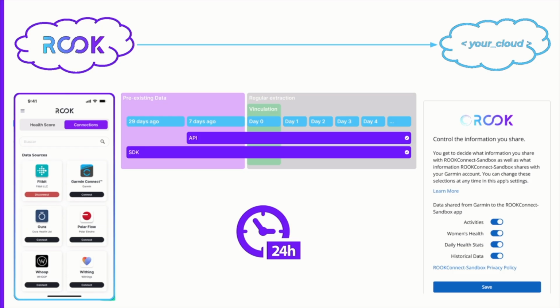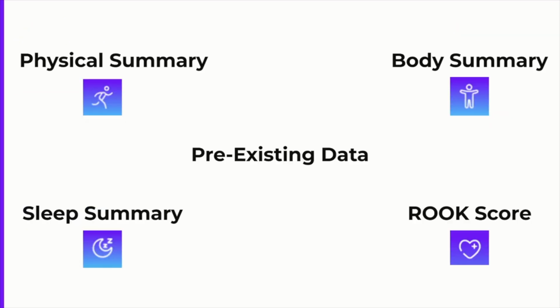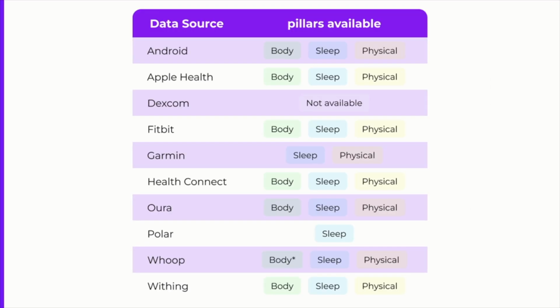Additionally, this feature enables the calculation of an initial ROOKScore, allowing clients to obtain meaningful wellness insights immediately after user connection. For more details about ROOKScore, please refer to the dedicated ROOKScore video. The pre-existing data feature can deliver the following summaries: physical summary, body summary, sleep summary, ROOKScore. However, the availability of each summary depends on the specific data source. You can refer to the comparison table shown on screen for detailed availability by provider.